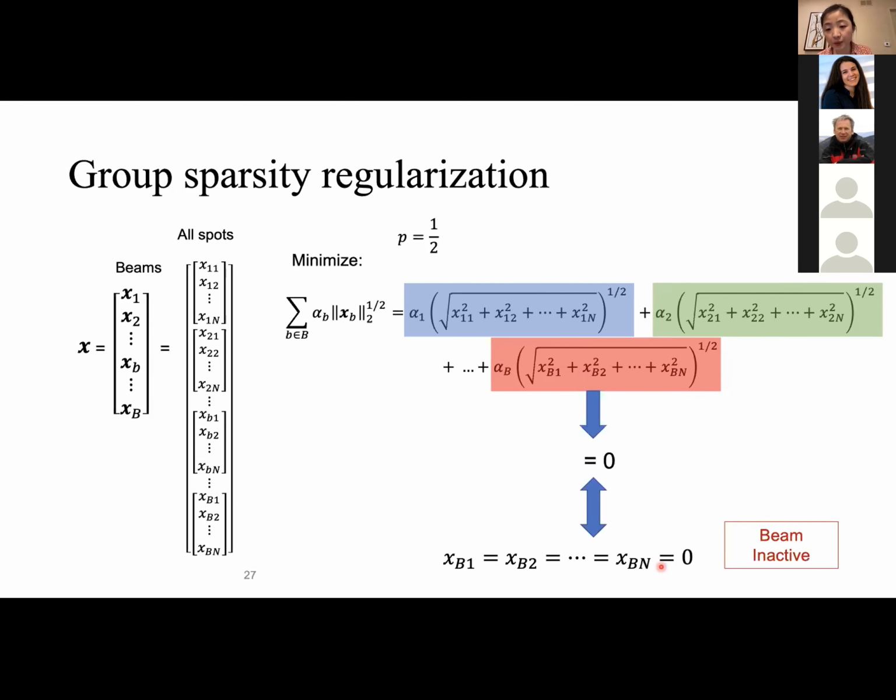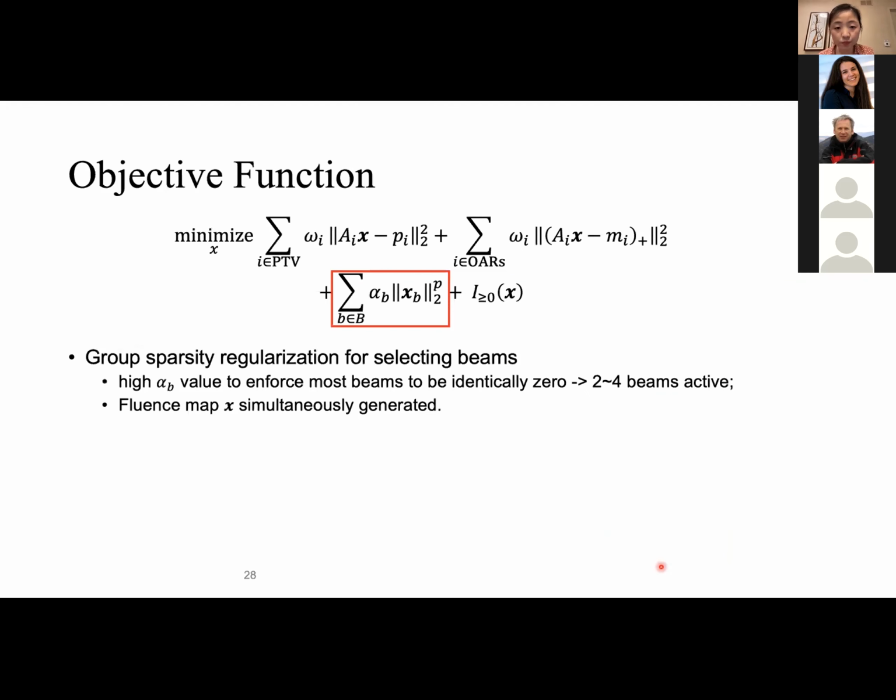That's why this beam becomes inactive. So if we can choose a proper weighting parameter alpha for the group sparsity, we are able to force most of the candidate beams to have identically 0 intensity. And this leaves us with only 2 to 4 beams active.